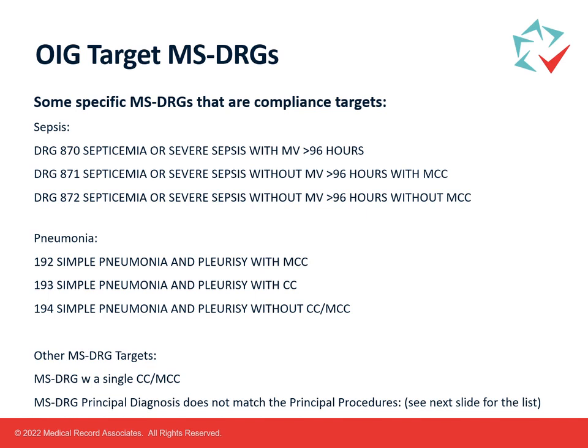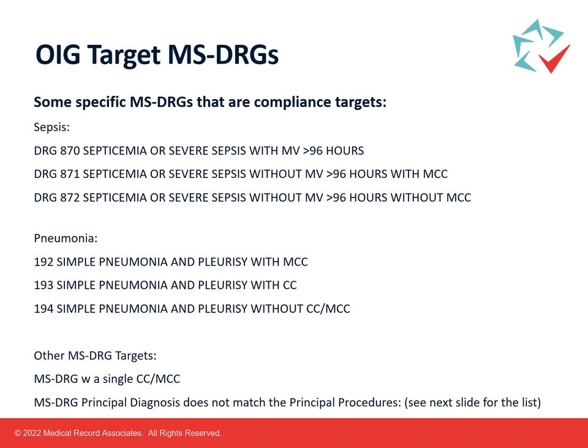That's been going on for years and years. DRG 192, 193, and 194. That they looked at. So there's where you can run a data report and look at some cases in each of these to see if you have the appropriate documentation and coding. And then some other MSDRGs, as we mentioned, are just having single MCC or CC.